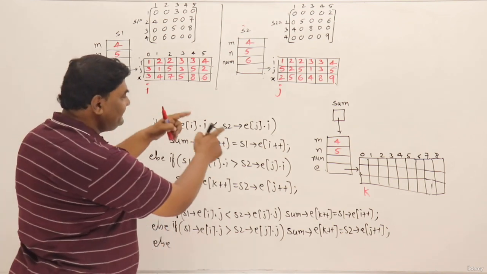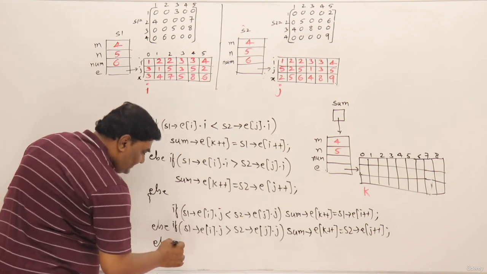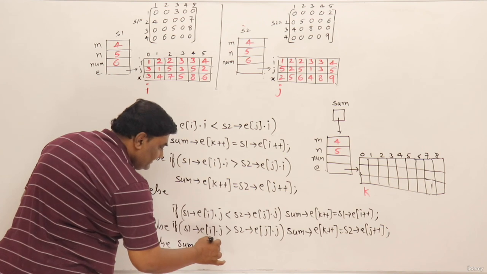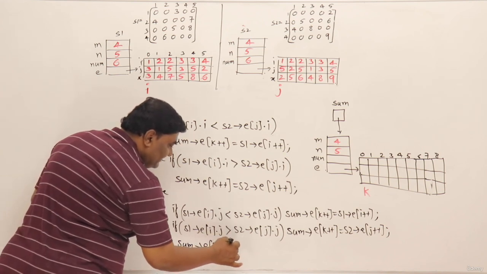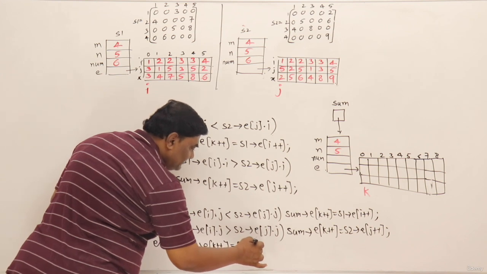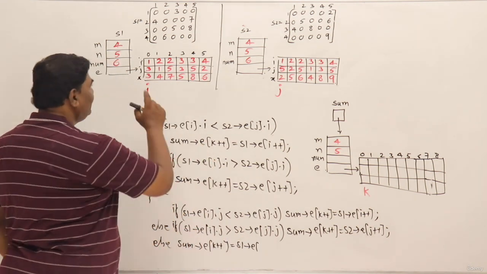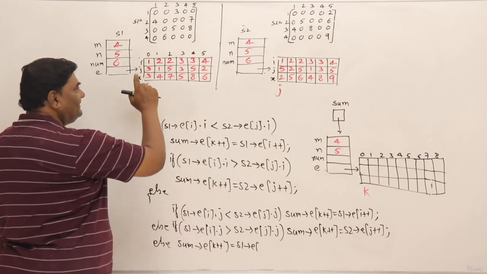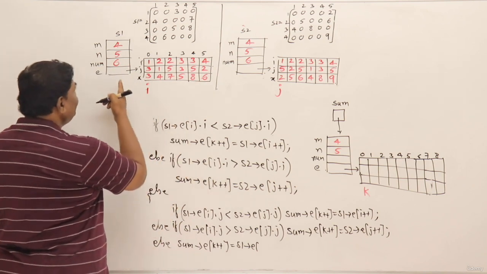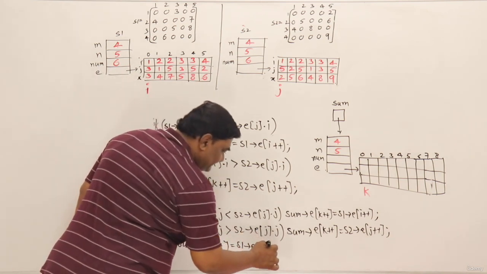We have to add these two and store the result there. So in the final else, I'll simply write the code here itself. Sum of E of K plus plus is assigned with S1's E of. For copying, I have to copy three things: row number, column number, and the sum of the elements. For row number and column number, I will simply copy the values from S1, say S1 of I plus plus.